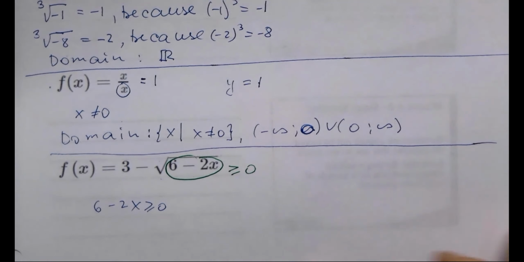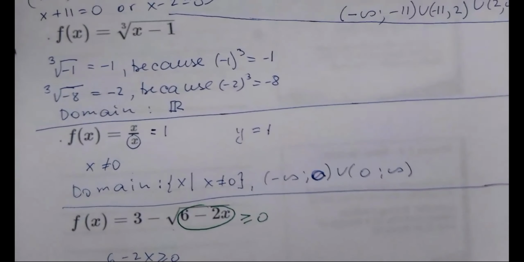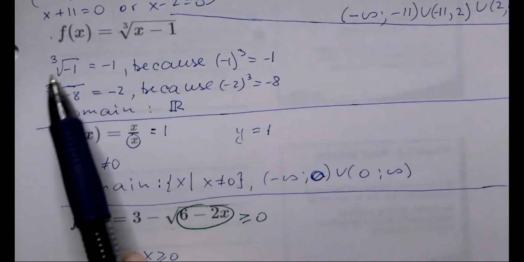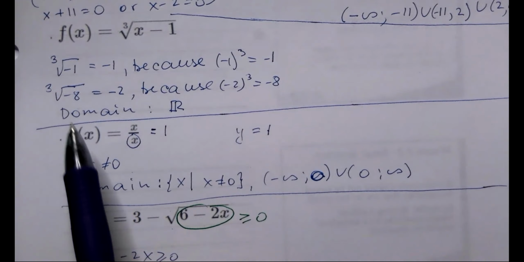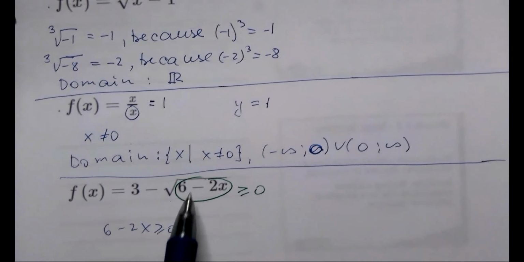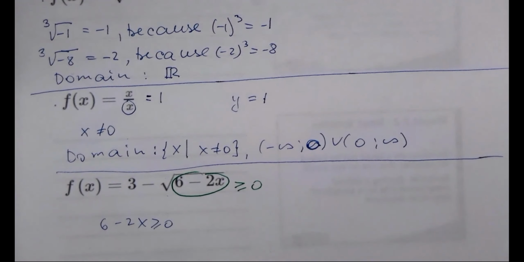It does not apply to radicals with odd indices like 3 or 5 or 7, only the ones with an even index. And this is it for this video, and I'll see you in the next one.